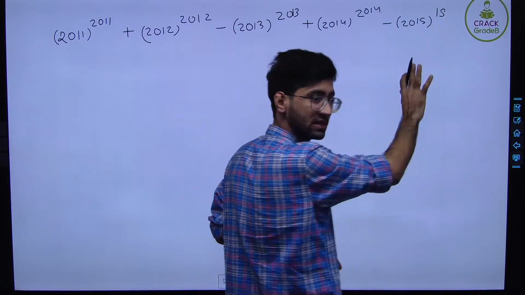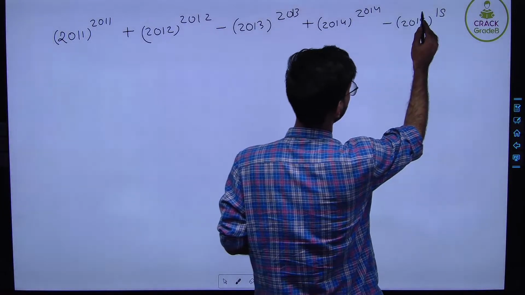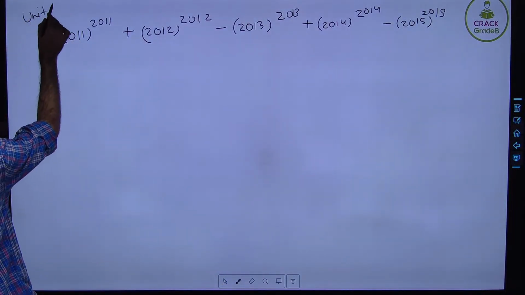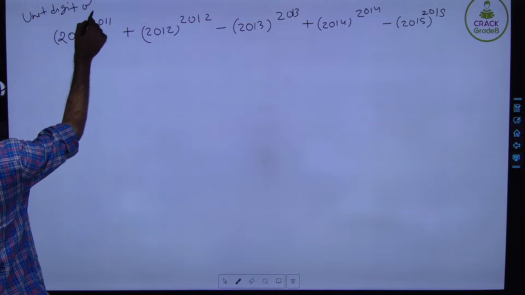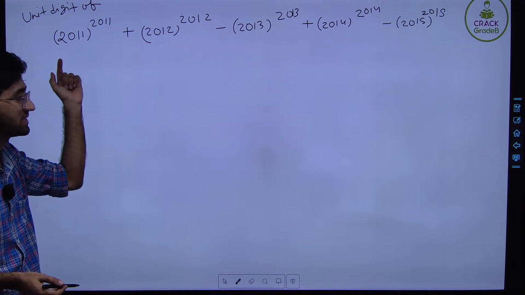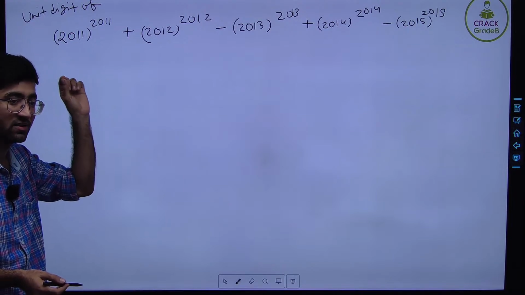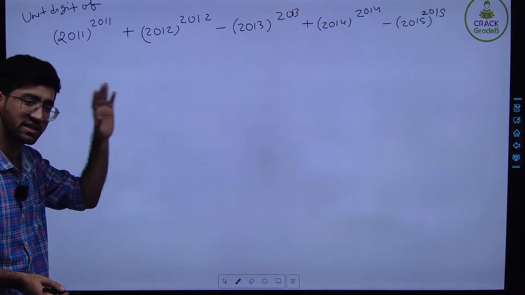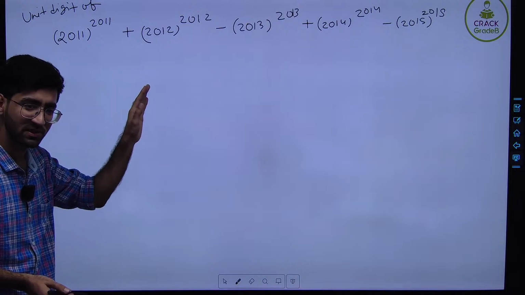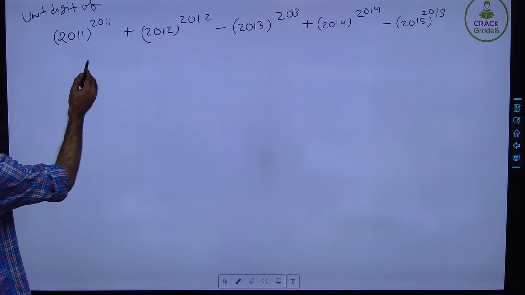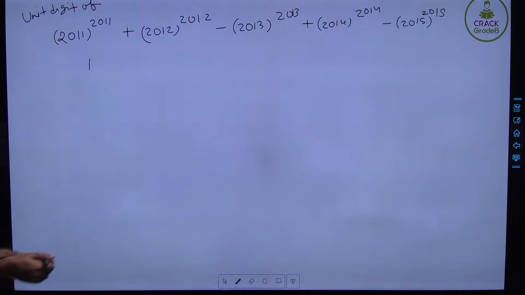Sorry. 2015, right? We will have to find the unit digit of this expression. Now, 1 is at unit place. I have told you in yesterday's lecture that if 0, 1, 5 and 6 is present at unit place, don't think anything, that digit will again come at unit place. So 1 is at unit place, means obviously 1 will come at the unit place, right?